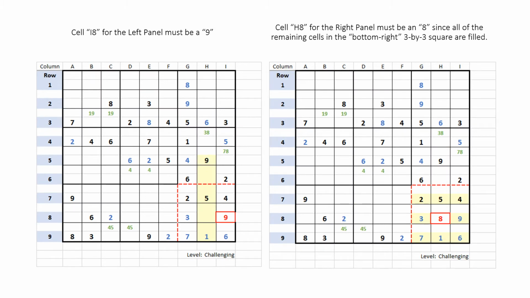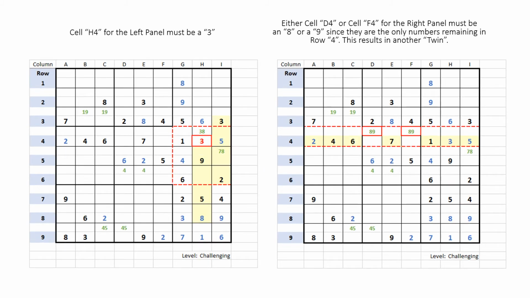Cell I8 for the left panel must be a 9. Cell H8 for the right panel must be an 8, since all of the other remaining cells in the bottom right 3x3 square are filled. Cell H4 for the left panel must be a 3. Either cell D4 or cell F4 for the right panel must be an 8 or 9, since they are the only numbers remaining in the row 4. This results in another twin.